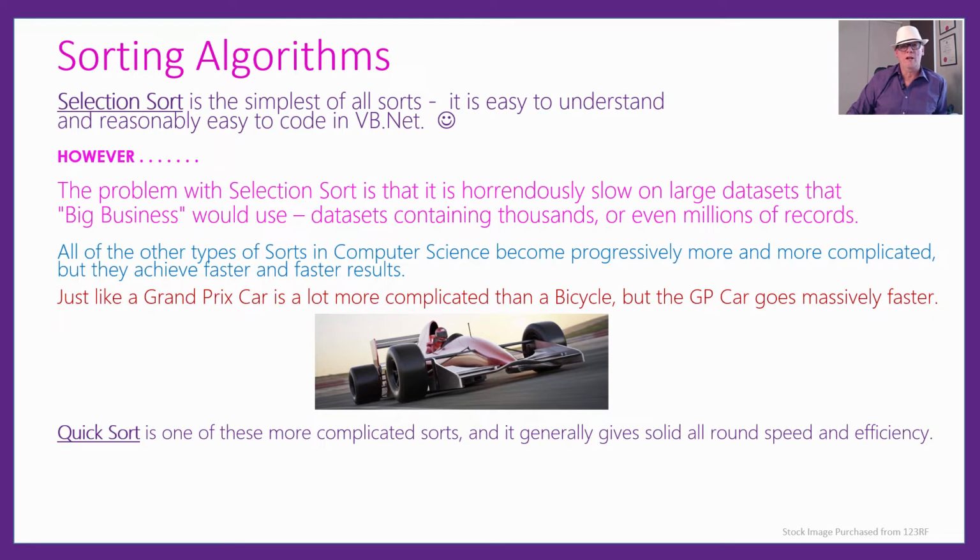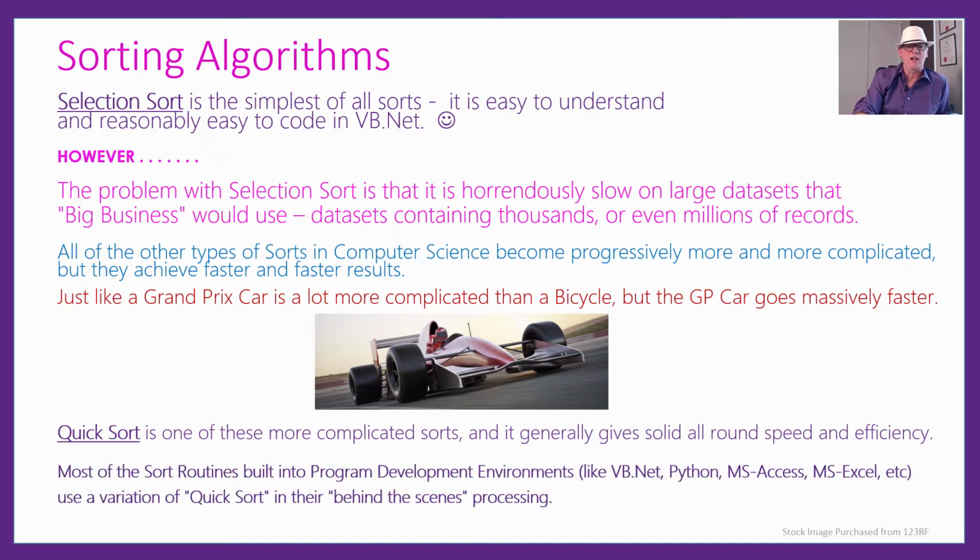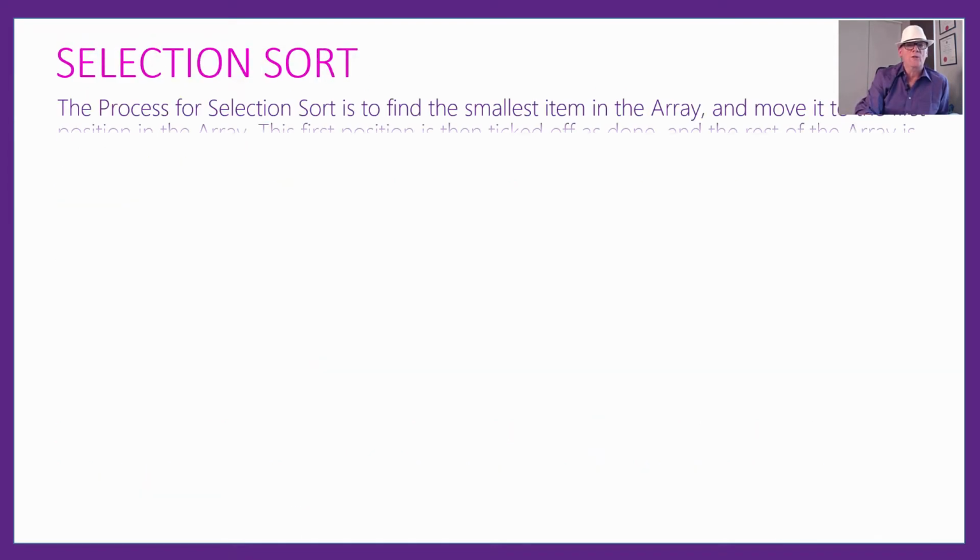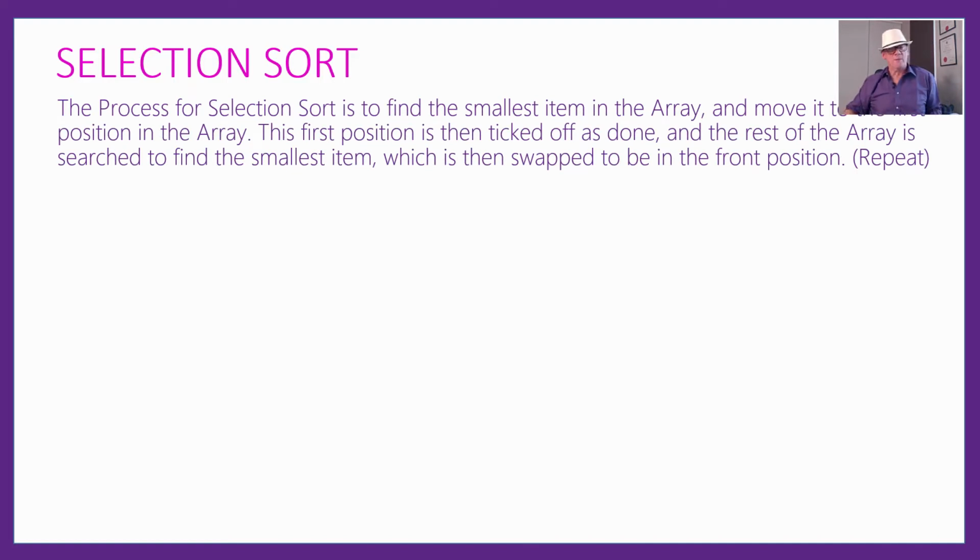So quicksort, which we are going to look at in this lesson, is one of those more complicated sorts, and it generally gives solid all-round speed and efficiency, okay? And most of the sort routines that are built in, like that one-liner that's built into VB, which goes to a function behind the scenes, and other languages, use quicksort or some variation of it, usually as their sorting algorithm. So it's a very common one, the quicksort. But let's do selection sort first because that's a simple one, and we'll start with that.